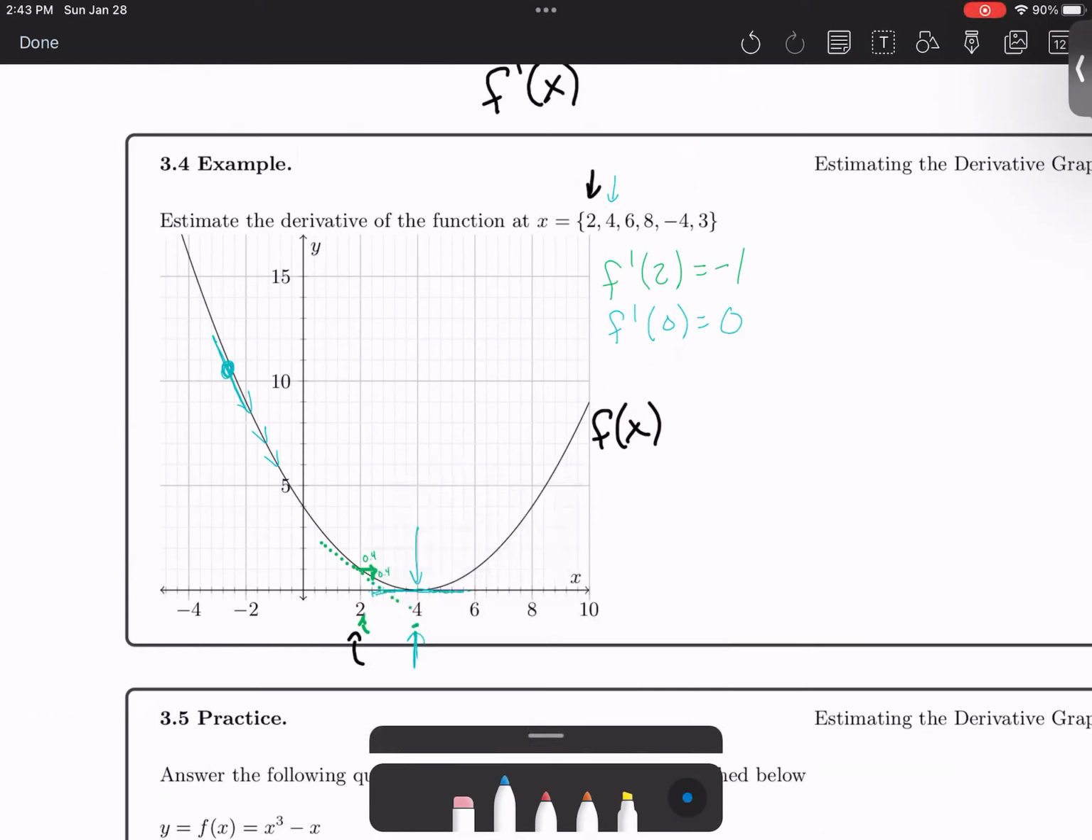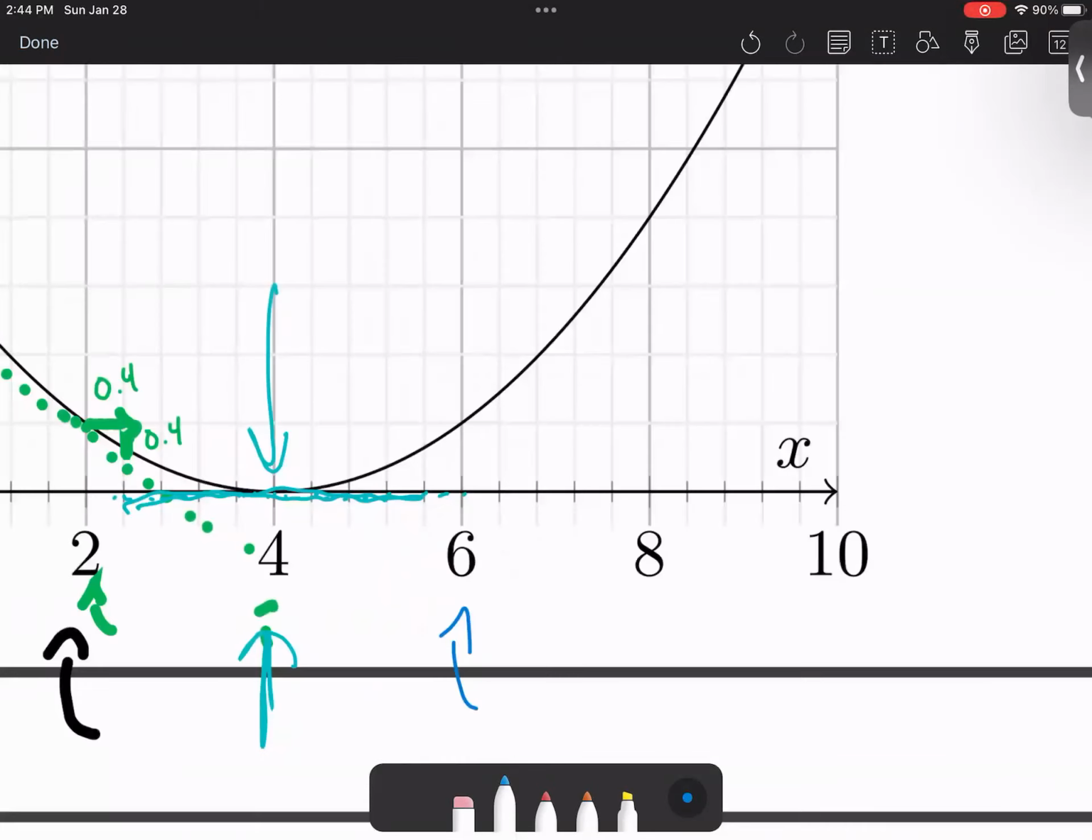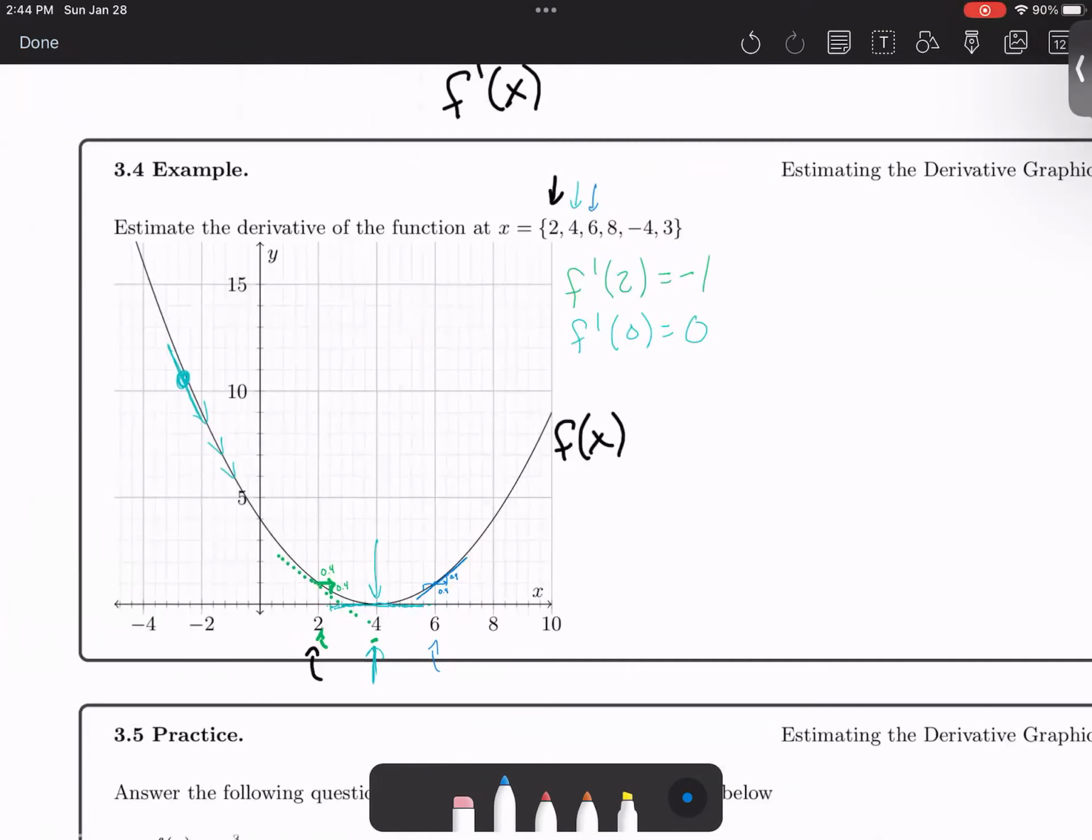Let's change colors and move to a different point. The slope of the function, or the value of the derivative at 6. So there's 6. Let's zoom in. It looks like if I move over by 0.4, then I go up by 0.4. So here, I think my slope is +1, right? If I move to the left by 0.4, then I drop down by 0.4. So if I had to guess, the slope of that tangent line there, the value of my derivative, is +1.